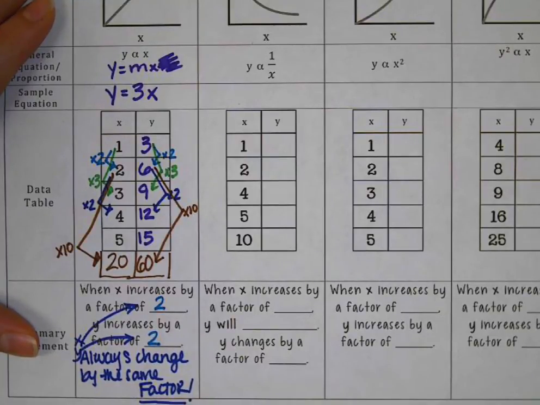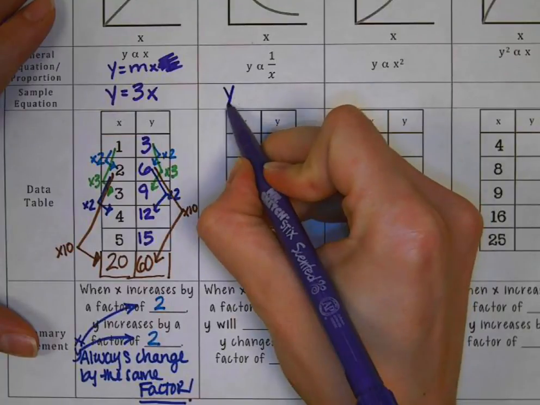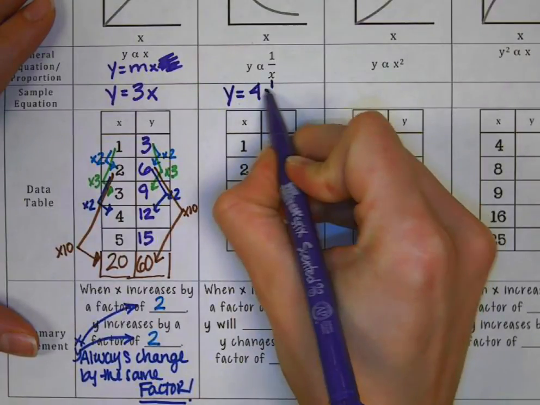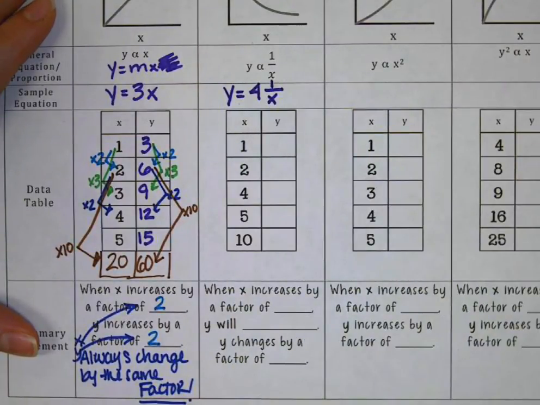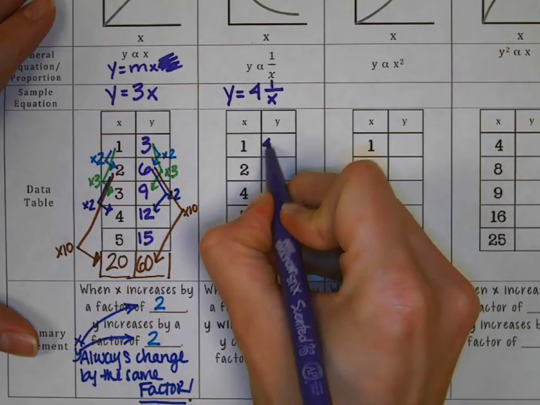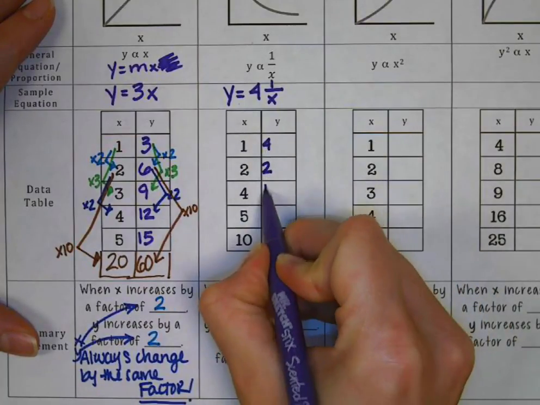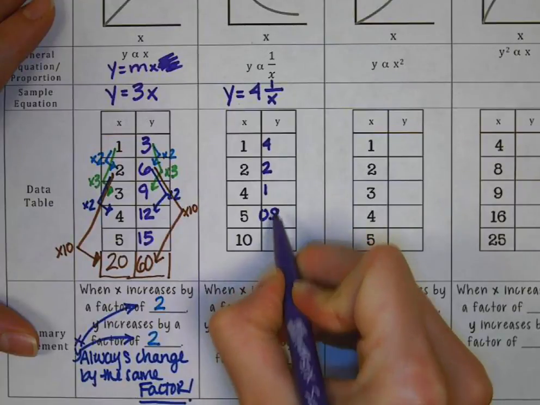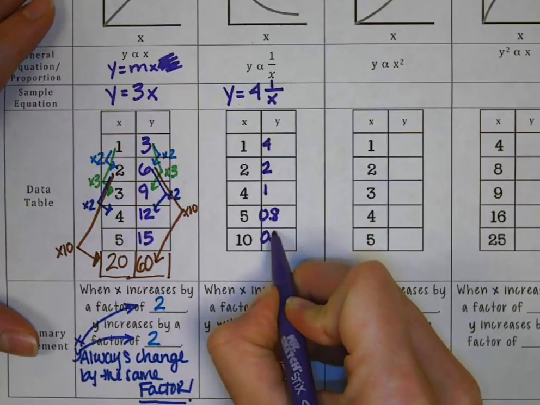Now on to this inverse relationship, or the inversely proportional one. Let's make up an equation. How about y equals 4 times 1 over x? Go ahead and pause again if you'd like to try to fill out the data table on your own, and then play when you want to see what the values should be. Okay, we should have 4, 2, 1, 0.8, and 0.4.